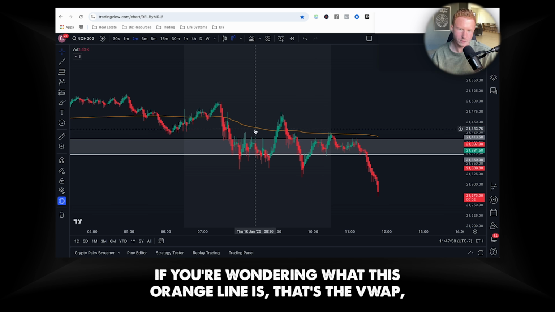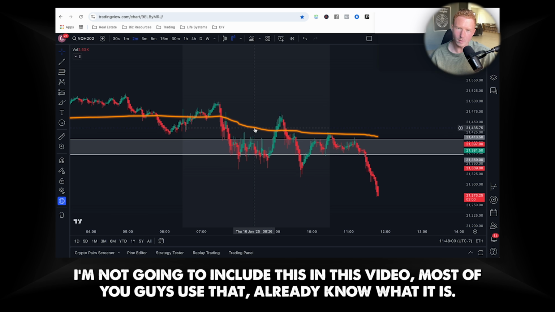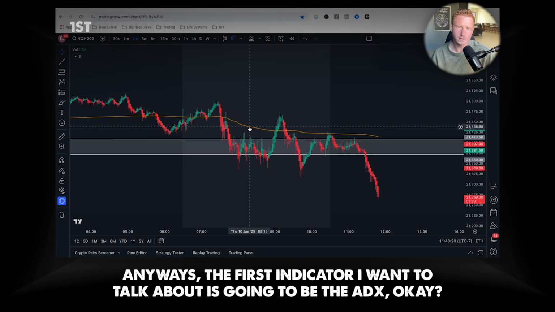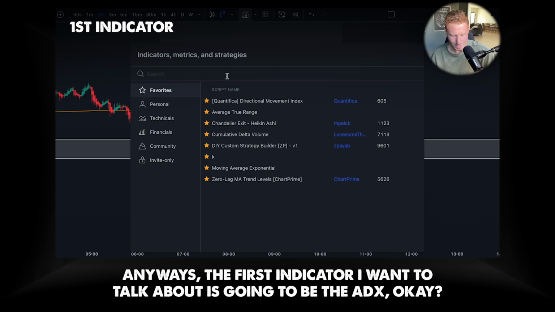So with that being said, if you're wondering what this orange line is, that's a VWAP. I'm not going to include this in this video. Most of you guys use that, already know what it is. Anyways, the first indicator I want to talk about is going to be the ADX.